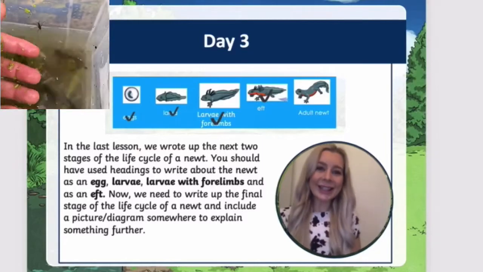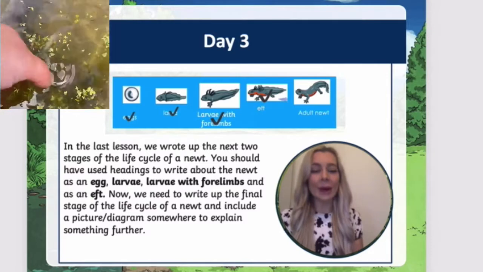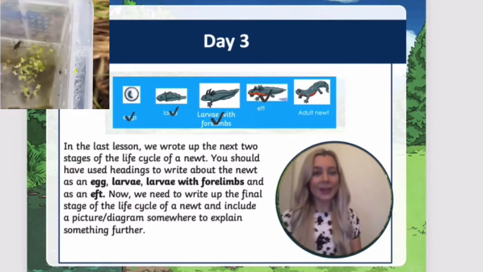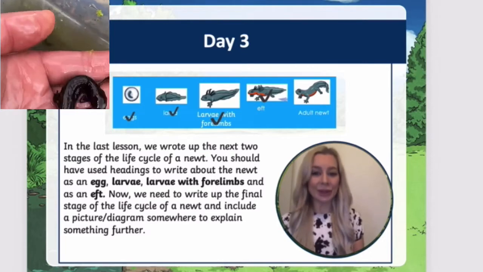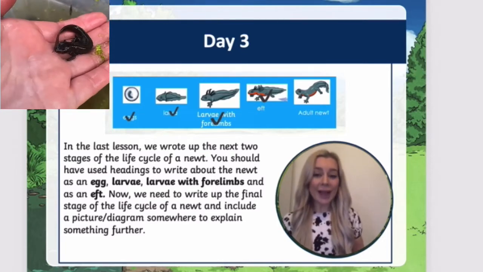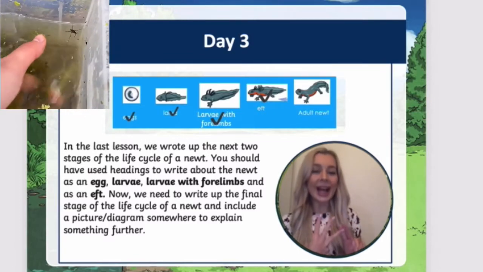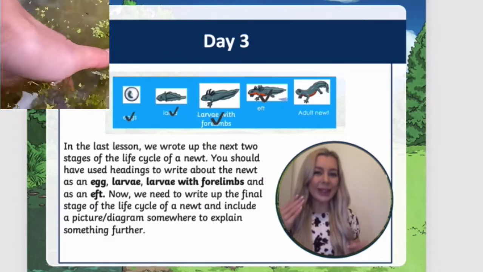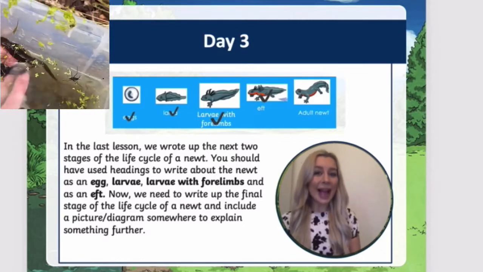In today's lesson, we're going to be continuing with writing up your explanation texts about the life cycle of a newt. Today, you're going to be writing about the final stage, about the adult newt. So far, you should have headings for eggs, larvae, larvae with 4 limbs, and the F stage, all with some information underneath. Today, we'll be writing about the adult stage.